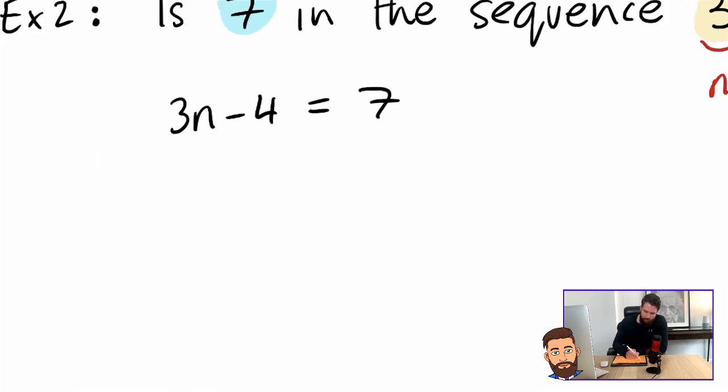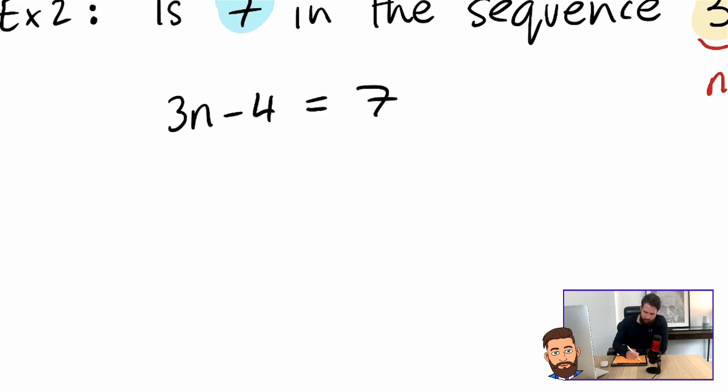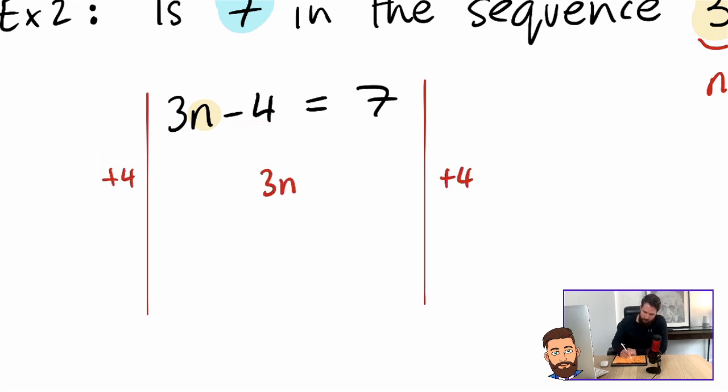Then we solve. So if we solve this, we're trying to get n on its own. The first thing we're going to do is get rid of this minus 4 by doing the opposite and adding 4, which will give me 3n equals 7 add 4 is 11.